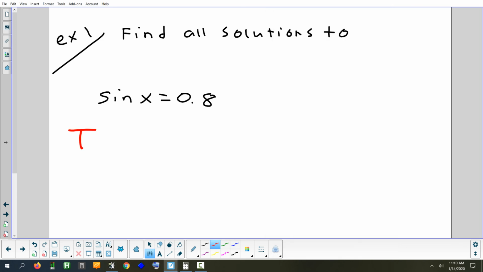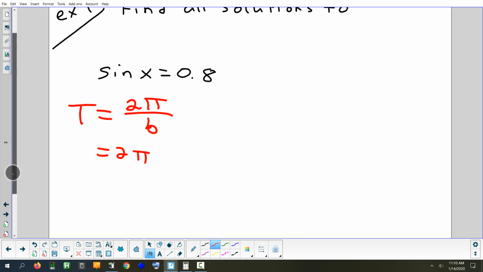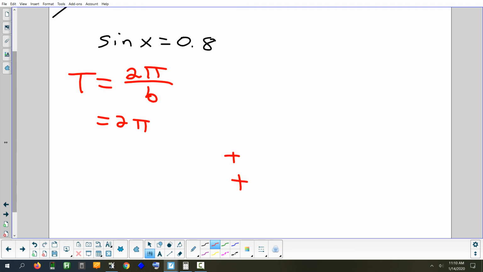What's the formula to find the period of sine? Is that 2 pi over b? Yes. For sine, cosine, secant, and cosecant, it's 2 pi over b. For tangent and cotangent, it's pi over b. So b in this case is 1, so my period is 2 pi. That's important because now I know what to put on the end of each answer: plus period times n.